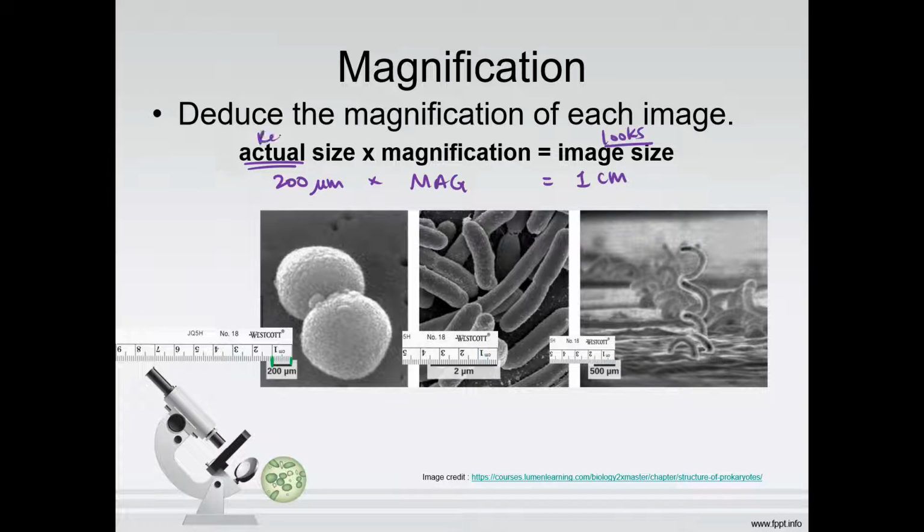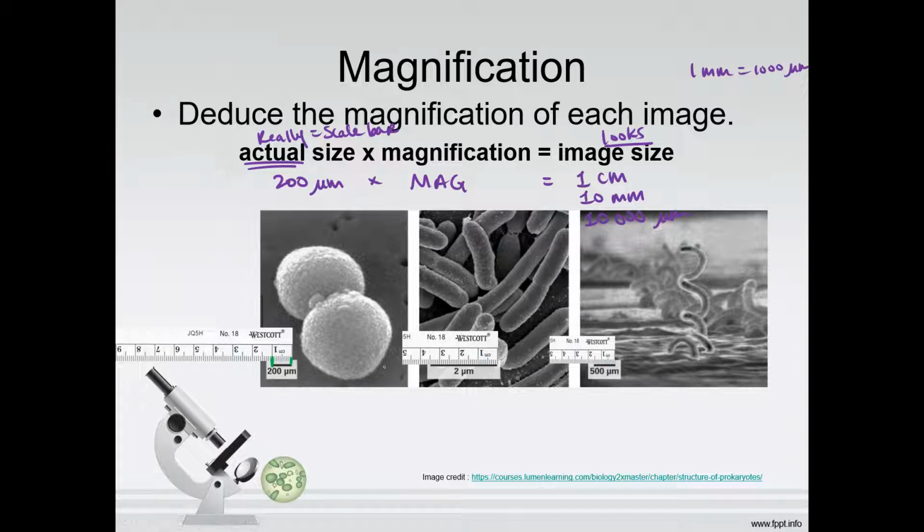This is how big it really is because my scale bar says so. So now I just need to divide both sides by 200 to calculate my magnification. Yes? No, our units don't match. So remember that 1 centimeter is equal to 10 millimeters, and then 1 millimeter is equal to 1,000 micrometers. So I have 1 centimeter, 10 millimeters, 10,000 micrometers.